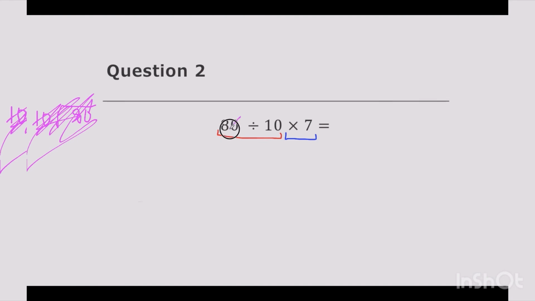Try to take away the 0. Now it's 8 divided by 1. Any number divided or multiplied by 1 is going to be the same number. So 8 divided by 1 is going to be 8. So 8 divided by 10 is going to be 8.